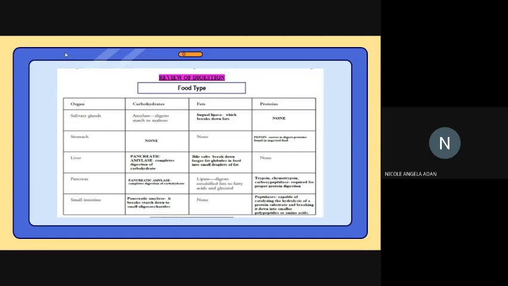And for the small intestine, for carbohydrates, we have enzymes which break starch down to small oligosaccharides. And for fats, we have none. And for proteins, we have peptidases, which are capable of catalyzing the hydrolysis of protein substrate and breaking it down into smaller polypeptides or amino acids.